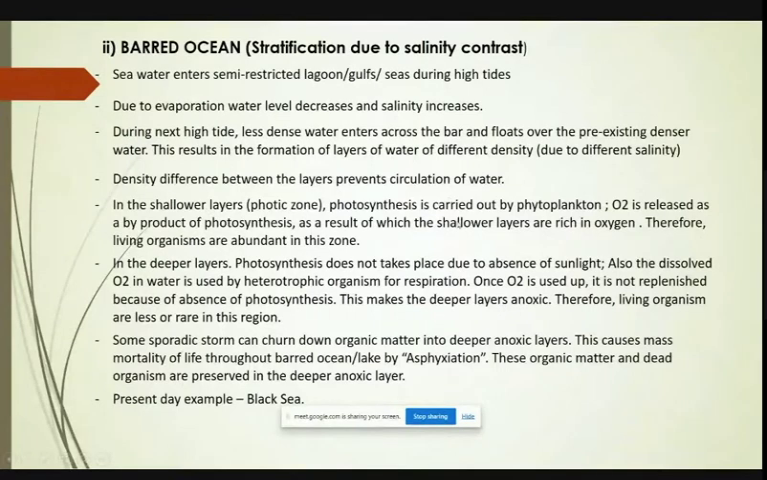And in the shallower layer, we have photosynthesis, so we have oxygen, so we have abundant organic matter. And in the deeper layer, we do not have photosynthesis, because the sunlight cannot reach that deeper layer. So the oxygen will ultimately be finished up in the bottom layer due to heterotrophic organisms. Now, if there is some sporadic storm, the storm can churn down the organic matter from the top layer to the bottom layer, and the organic matter will be preserved in the bottom layer. And the present day example of such a phenomenon is the Black Sea.